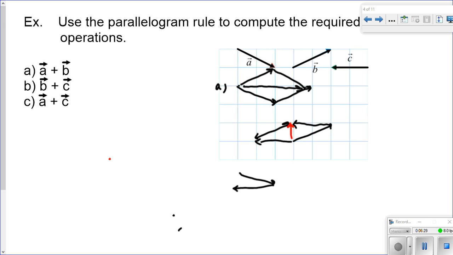Okay, exactly. Play around with those. I think a couple of homework questions have you do that. And as I said, I don't care one way or the other if you use the triangle rule or the parallelogram rule.